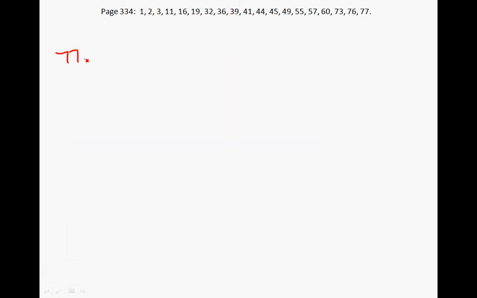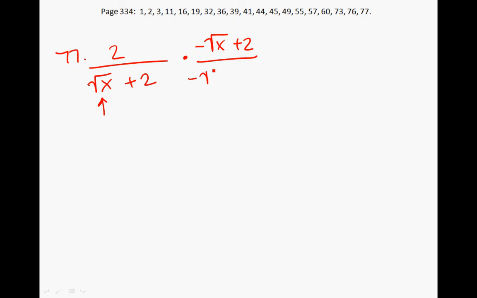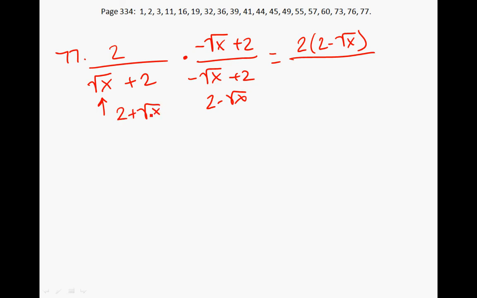Okay, last problem, number 77. We have 2 over square root of x plus 2. This is what we're trying to get rid of, so we're going to make it negative. So we're multiplying by negative root x plus 2 over negative root x plus 2. So in the numerator, we just have this. And then in the denominator, it's essentially the difference of squares. This would be 2 minus root x, and this is 2 plus root x. So you have 4 minus x. So that would be your answer to that.